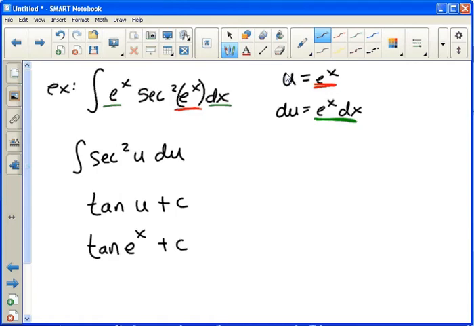Alright, so hopefully that helps you. Remember to use u substitution. If there's just one e, use u as the exponent. If there's more than one e, use the normal rules.